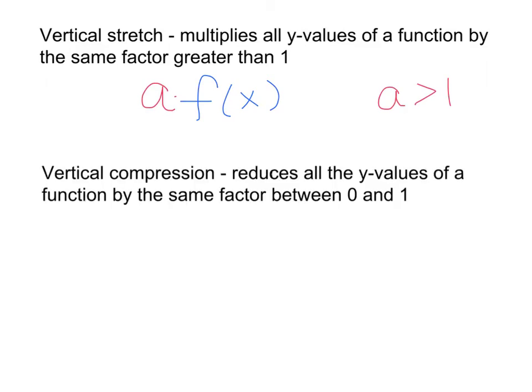A vertical compression is going to take all your parent graph and kind of smush it together, like it's compressing it, and this is going to reduce all the values in the function by the same factor, and that factor must be between 0 and 1. So again, if I start with my parent function f of x, I'm going to still multiply it by that factor, but this factor is now greater than 0 but less than 1, so a fraction in between 0 and 1.